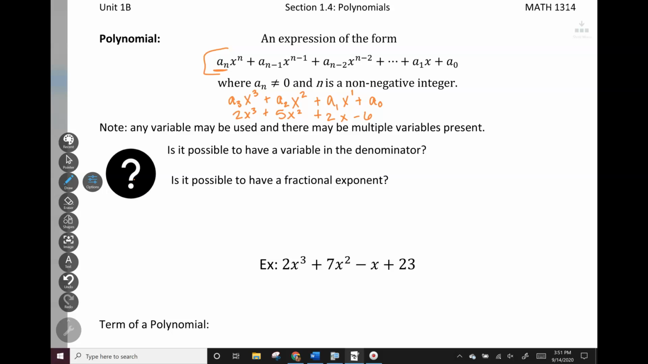All right, we've got a little question here I want y'all to think about. Is it possible to have a variable in the denominator? So for a polynomial, is it possible to have a variable in the denominator? What do you think? And maybe refer back to this definition. The key here is that it says n is non-negative.